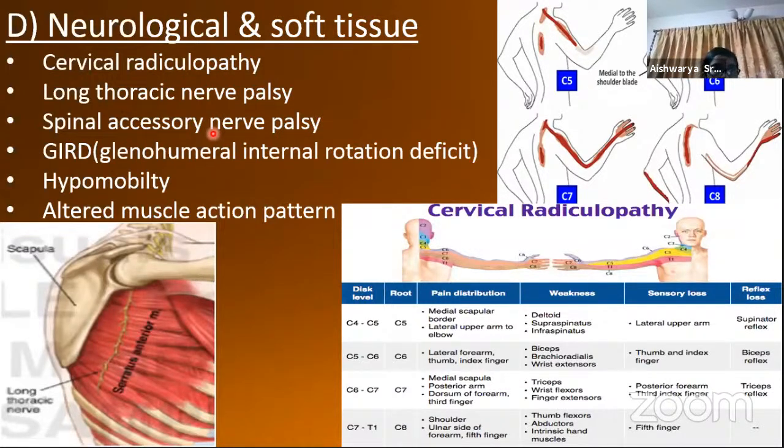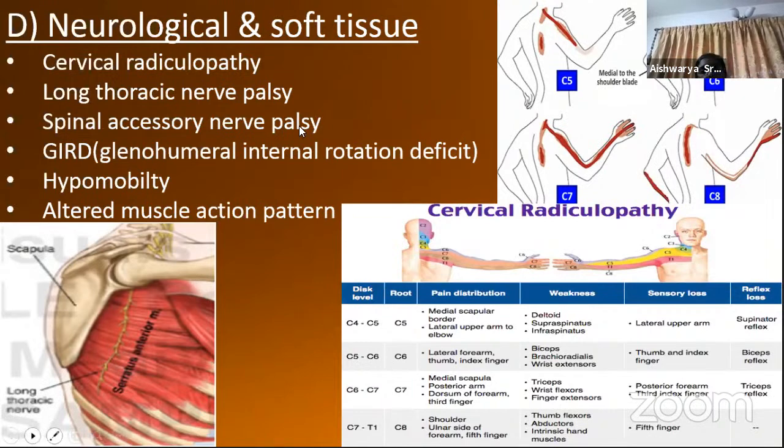GIRD is nothing but the glenohumeral internal rotation deficit and the hypomobility of the shoulder joint. Both of them together mainly it's because of the lack of altered muscle pattern. Muscle weakness and muscle stability is reduced. So thereby the scapula is not held in position, causing dyskinesis.